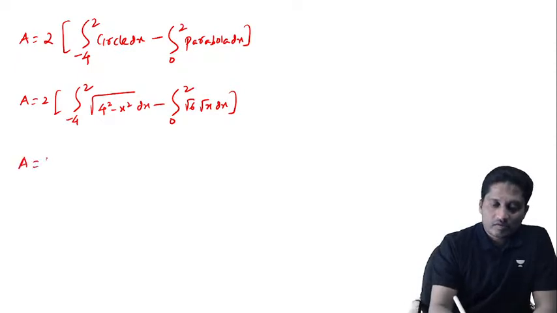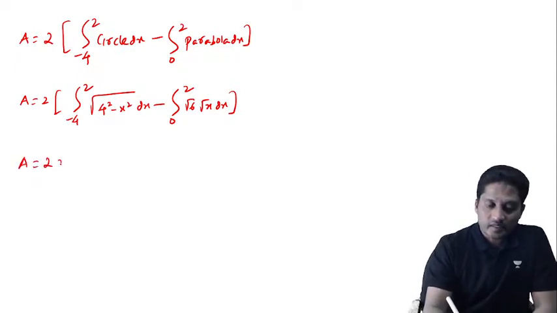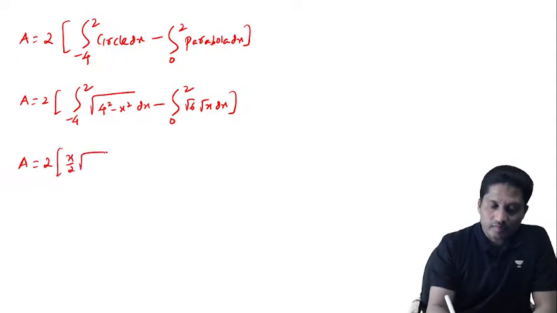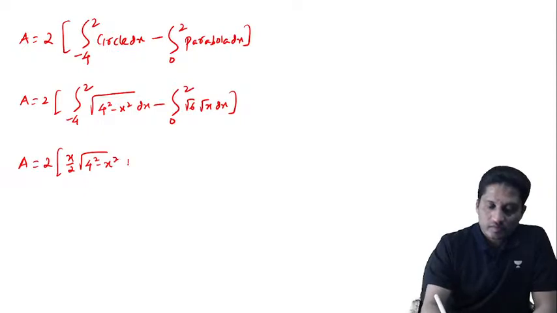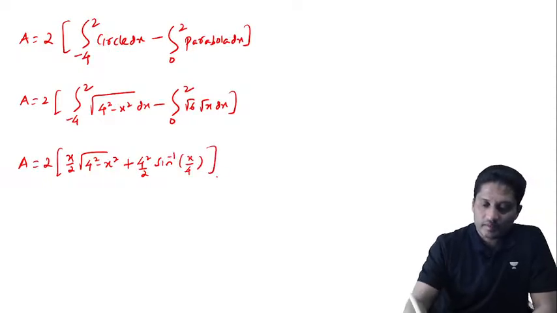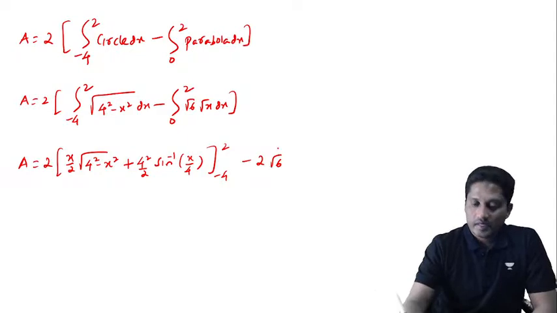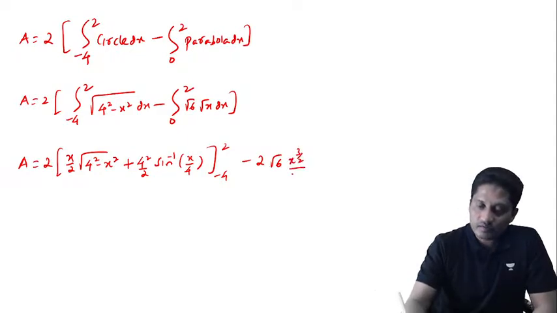Now area is equal to 2 times. The integral of root a square minus x square is x by 2 into root of a square minus x square, plus a square by 2, that is 4 square by 2 into sine inverse of x by 4, between the limits minus 4 to 2. Again minus 2 into root 6, open the bracket. Integration of root x is x power 3 by 2 by 3 by 2, between the limits 0 to 2.